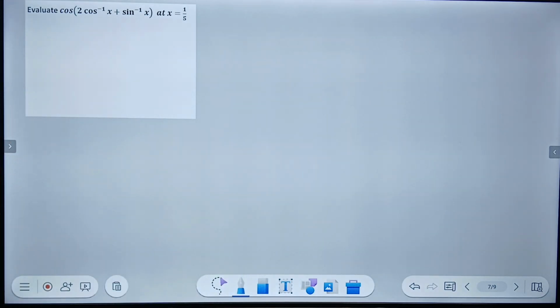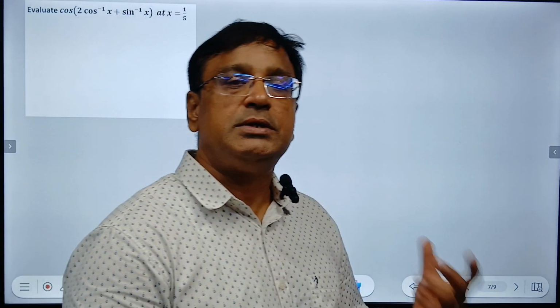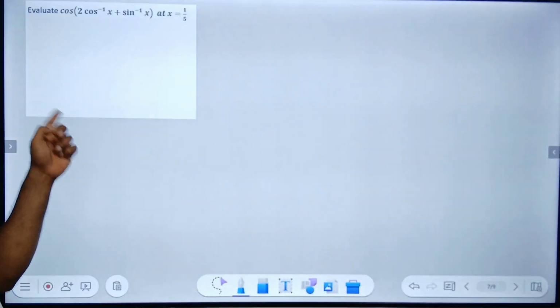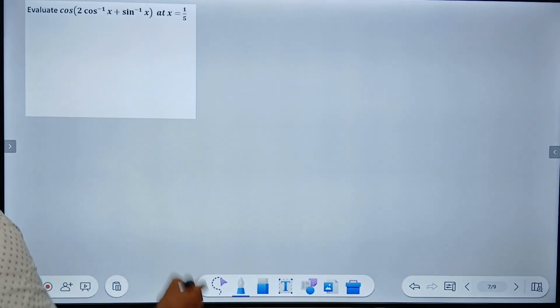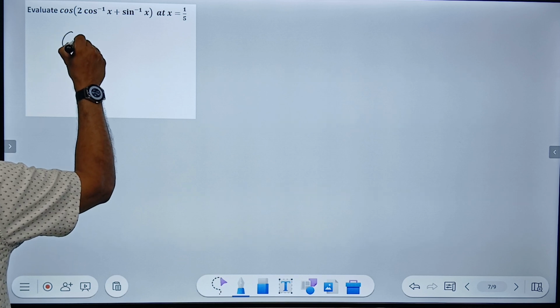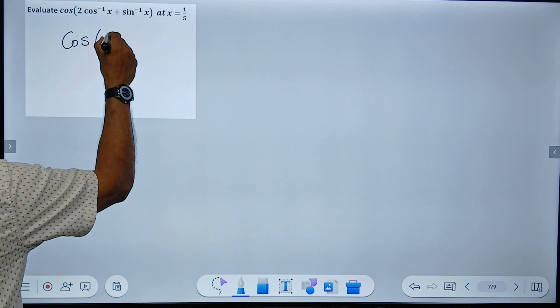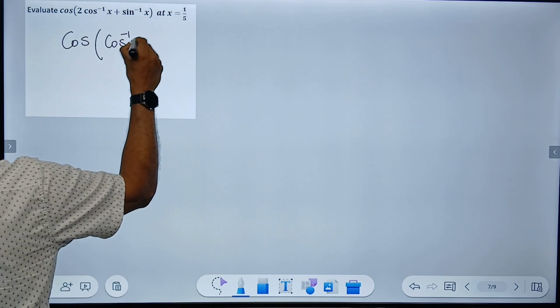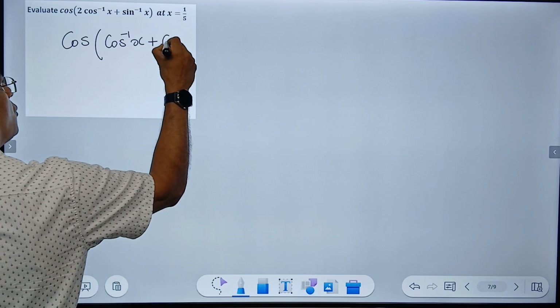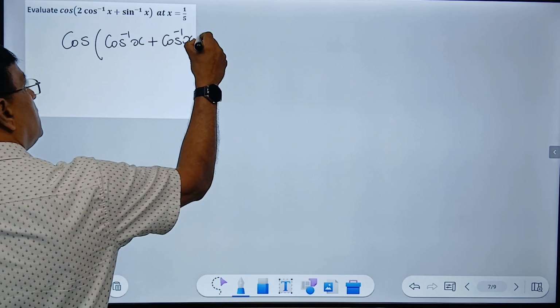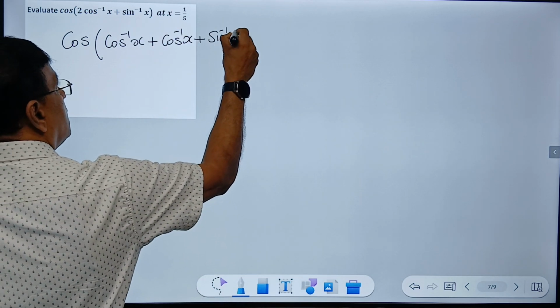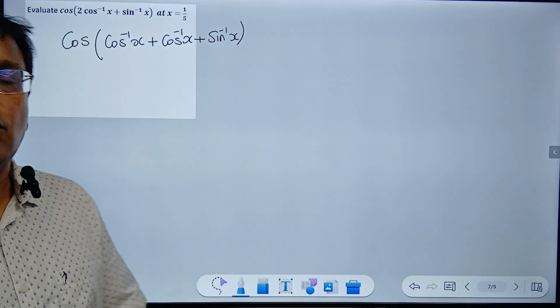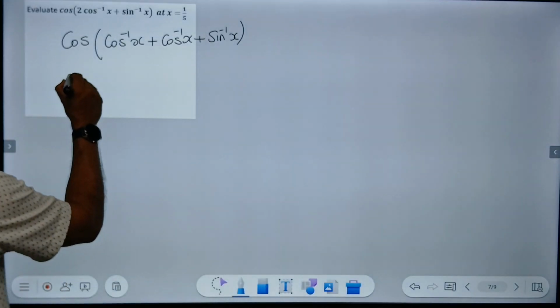Okay, the next very simple question. Evaluate cos of 2 cos inverse x plus sin inverse x when x is 1 by 5. So what I will do, I will take this as cos of cos inverse x plus cos inverse x plus sin inverse x. What did I do? I wrote 2 cos inverse x as cos inverse x plus cos inverse x. Nothing great.